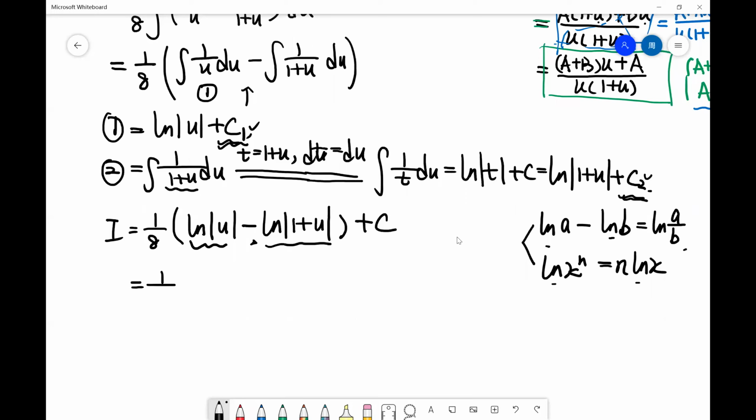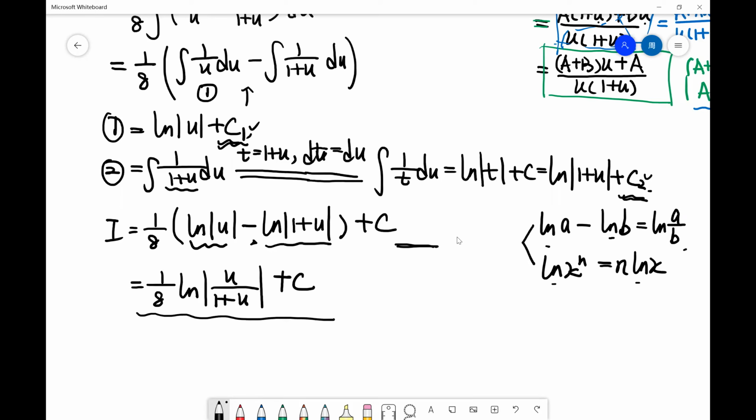So that is 1 by 8 ln absolute value of u minus 1 plus u here, and then plus c. And you don't have to write this step if you have calculated correctly to here, and then you substitute u equals x power 8 back. That is also okay. That is also right.